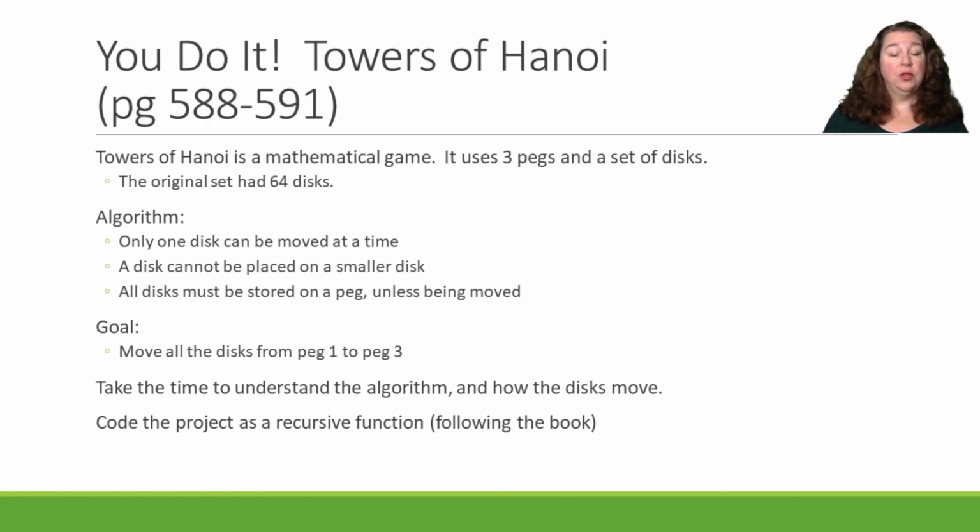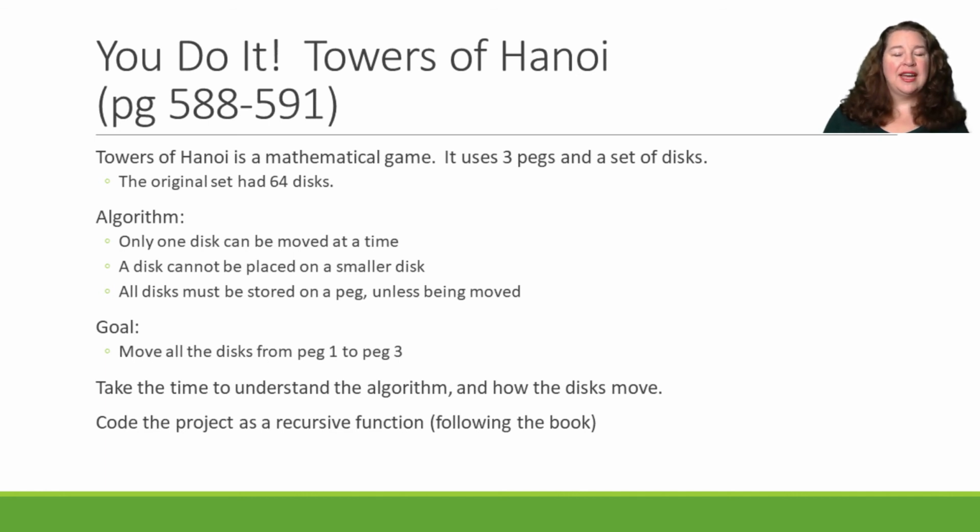rules, which is you can only move 1 disc at a time. A disc cannot be placed on top of a smaller disc. And all of the discs must be on a peg unless they're currently being moved. So you can't hold a disc in your hand and then move the next one. So if you have 3 discs, how do you move all 3 of them to another peg?